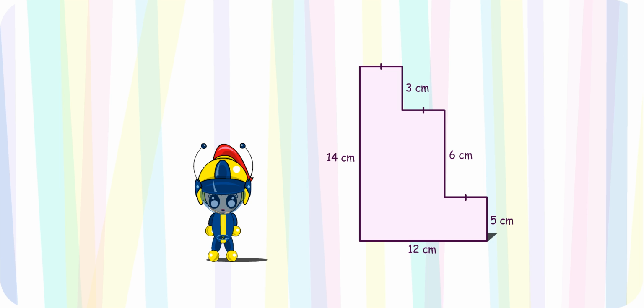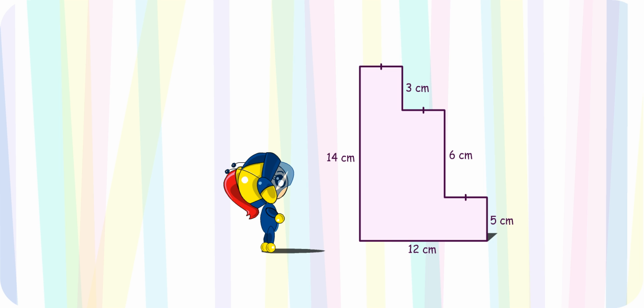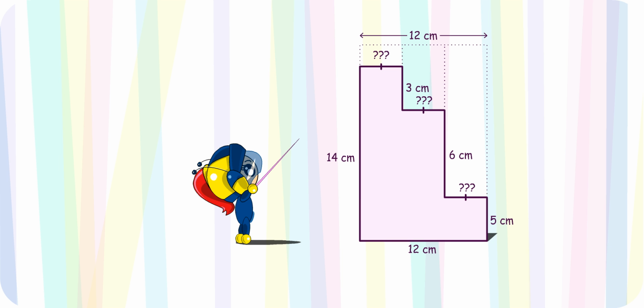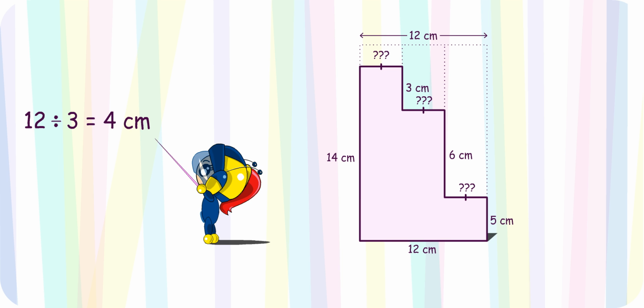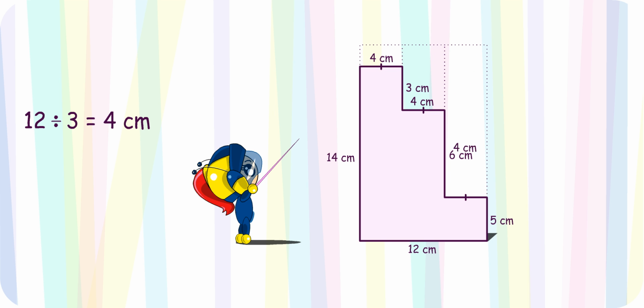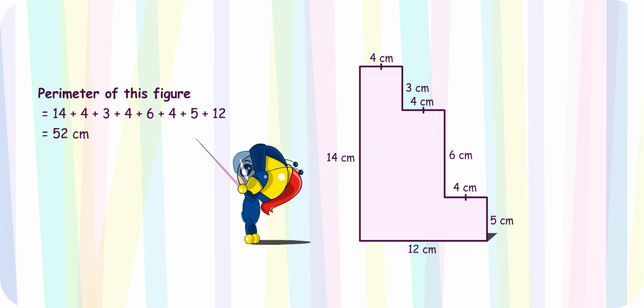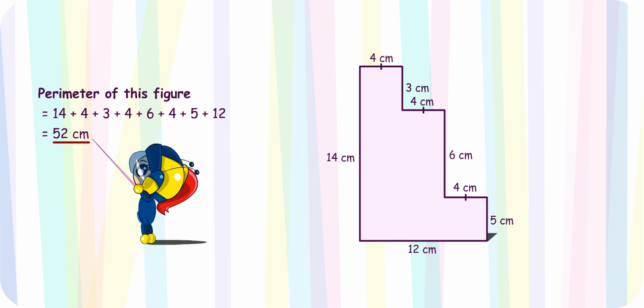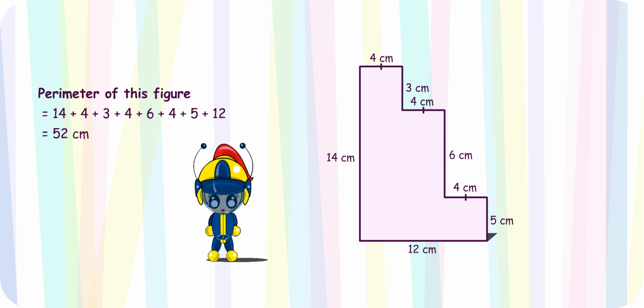Let's look at some more examples. What is the perimeter of this figure, Turbo Girl? There are 3 unknown sides, which are all equal, and their sum is 12 centimeters. So, we take 12 centimeters divided by 3, which gives 4 centimeters. Each side is 4 centimeters. Then, I can add up all the sides to find the perimeter, which is 52 centimeters. Right. However, this method is rather tedious. Let me show you a simpler and shorter way.